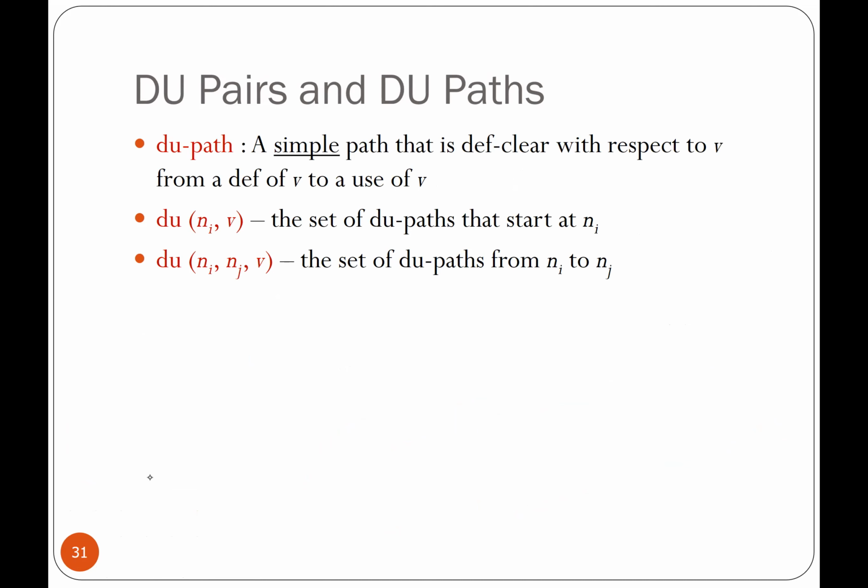And this is something I saw a whole bunch of you tripping up on in the quiz. I started to see test requirements that are something like 1, 2, 3, 2. That is definitely wrong. I don't even have to check it, because that's not even a simple path to begin with, as a prime path. So a DU path is a simple path that is def-clear with respect to a particular variable.